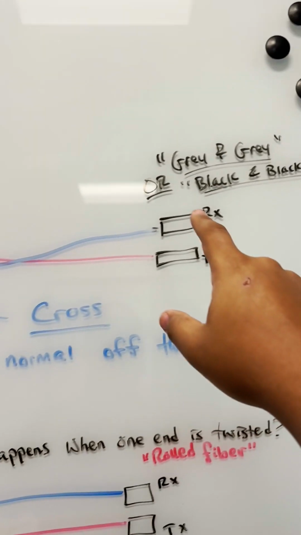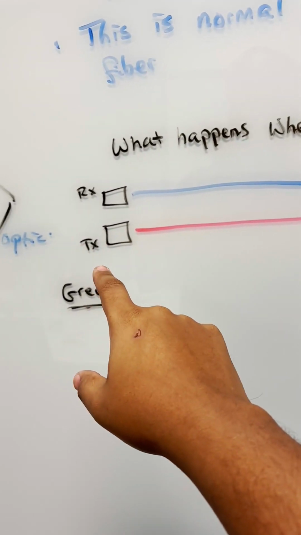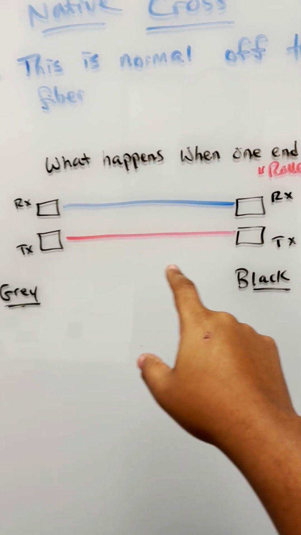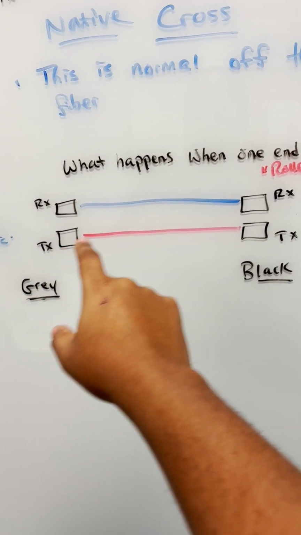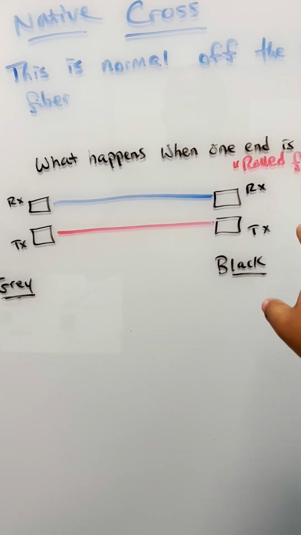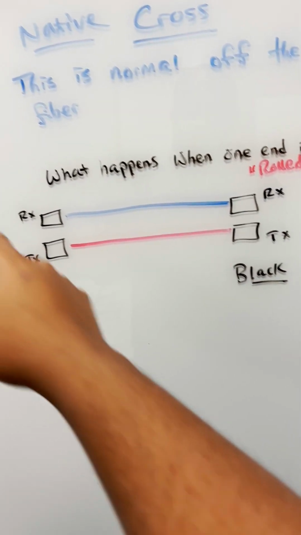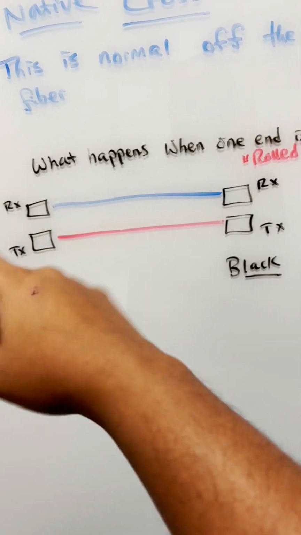You want homogeneous colors of gray and gray, black and black, but you have gray on one end, black on the other end, which means that the TX that should be going to the other side's RX is now going to the other side's TX. So it's transmitting on the same line as traffic is coming from and going to. It's colliding in the middle and it's listening on both ends, so it's not hearing anything.